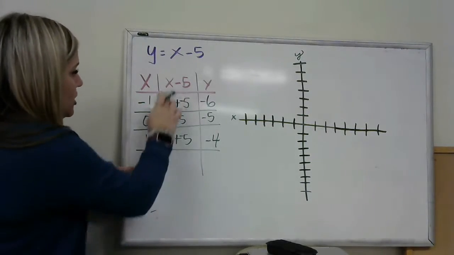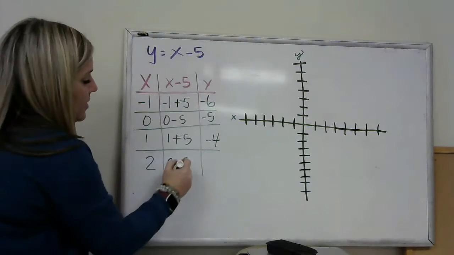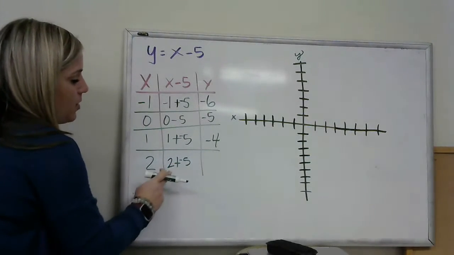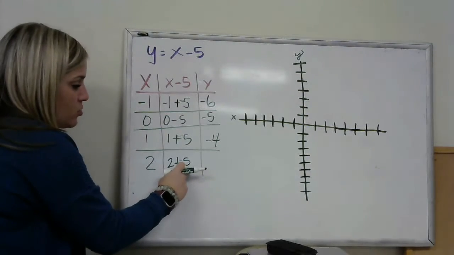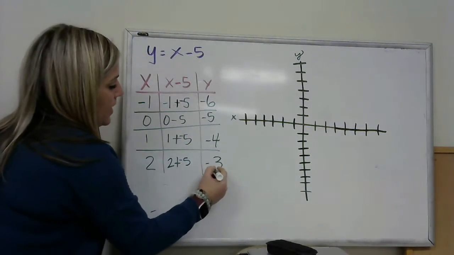Okay, so now we're going to plug in 2 for x up here. So 2 minus 5. And again, we're going to change the subtraction to addition, and we're going to change the sign of the next number. So they have different signs. We're going to take the sign of the larger one, 5, and subtract. So 5 minus 2 is 3, and it's negative.